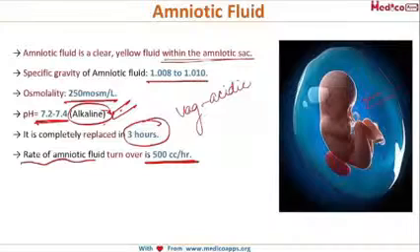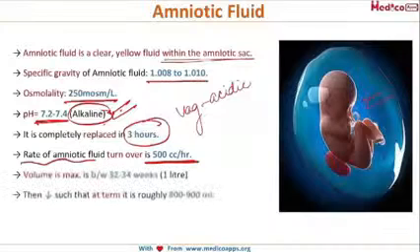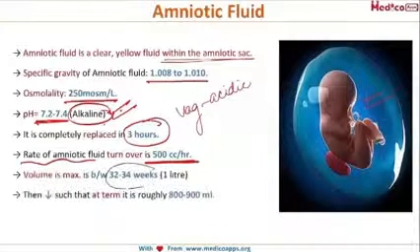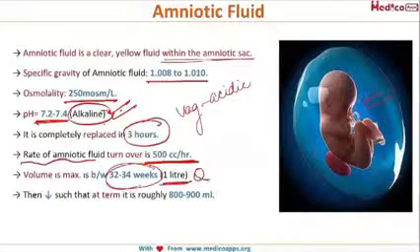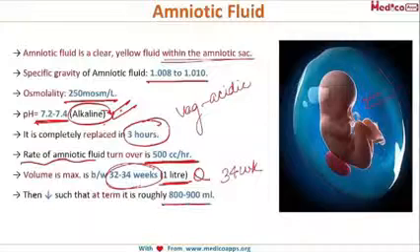Now, a very often asked question: when is the amniotic fluid maximum in volume? And your answer is between 32 to 34 weeks of gestation, and it is 1 liter at that time. And the most appropriate answer would be 34 weeks of gestation. And as the fetus approaches towards term, this amniotic fluid decreases gradually, so that at term it is around 800 to 900 ml, and as the fetus becomes postdated, this keeps on decreasing more and more.